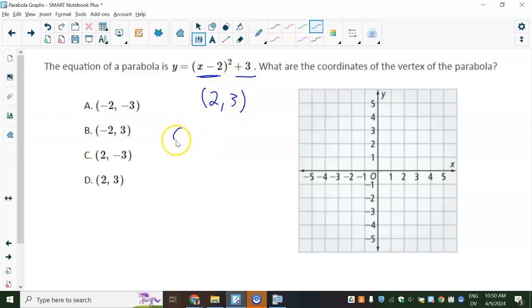In order to remember that, I would honestly just put it in my calculator and look at it. That's going to be the easiest. Otherwise, you can do transformations, which if you remember from earlier, the number inside here goes left or right, but opposite of what we think.